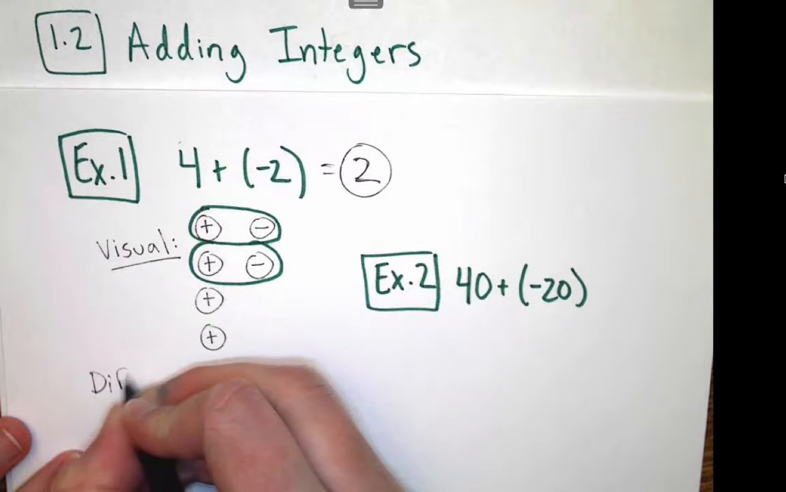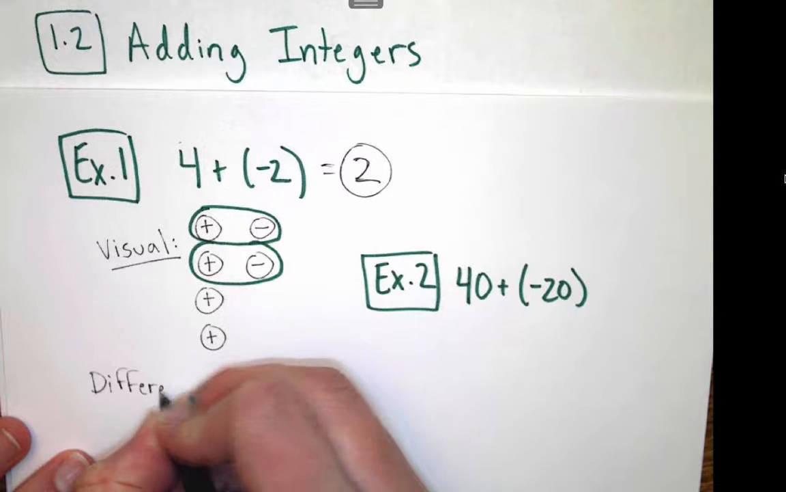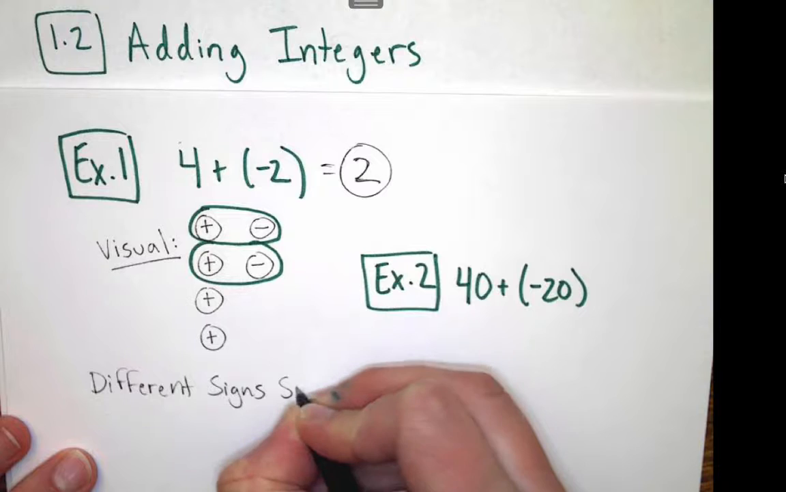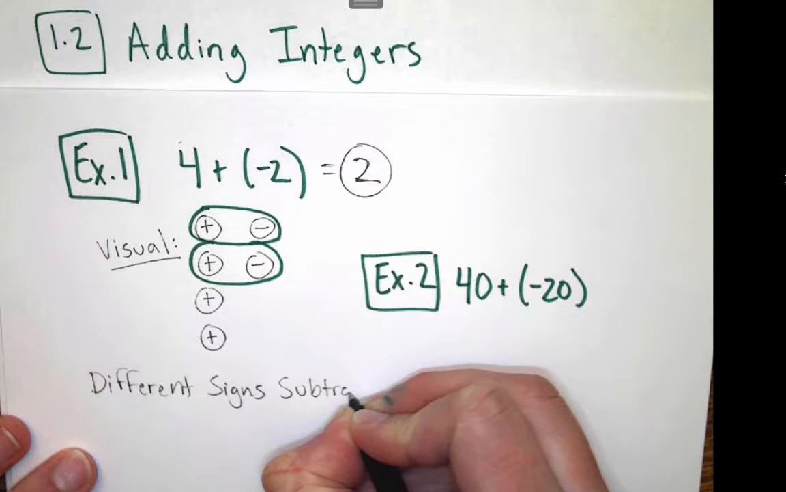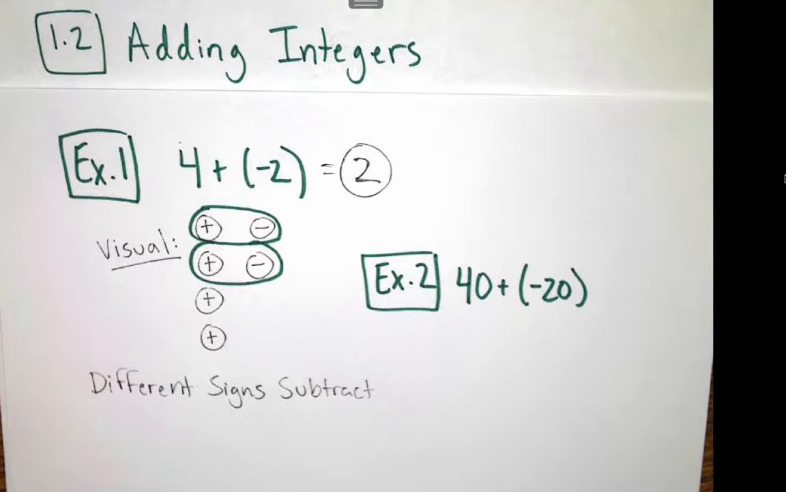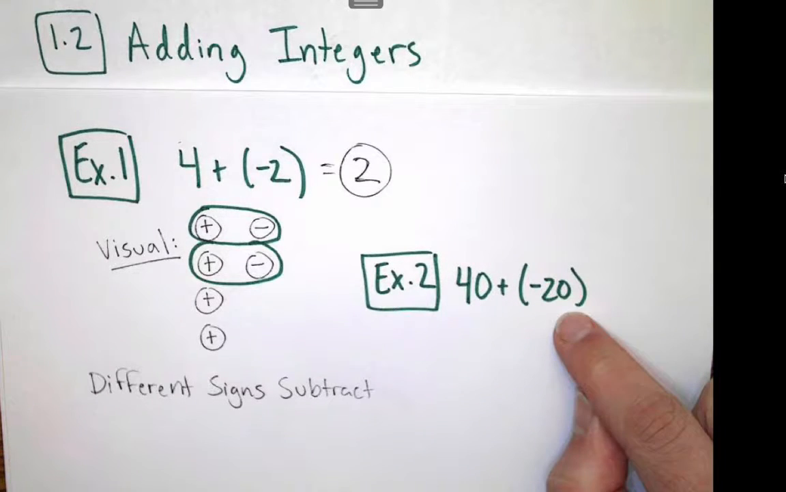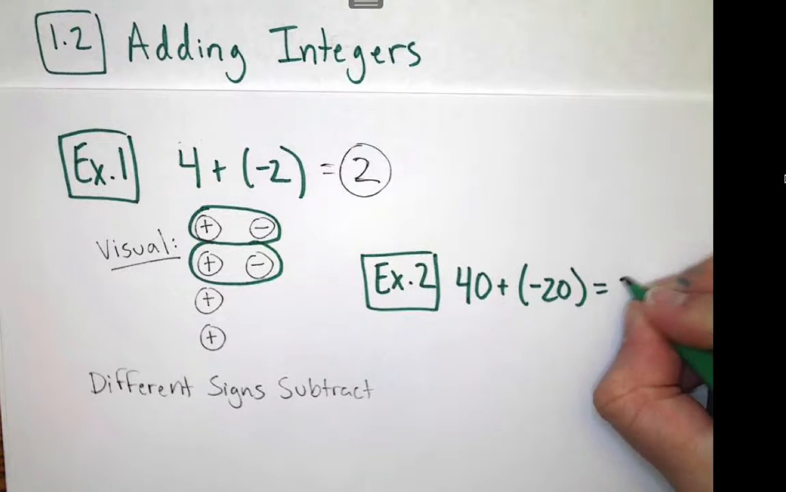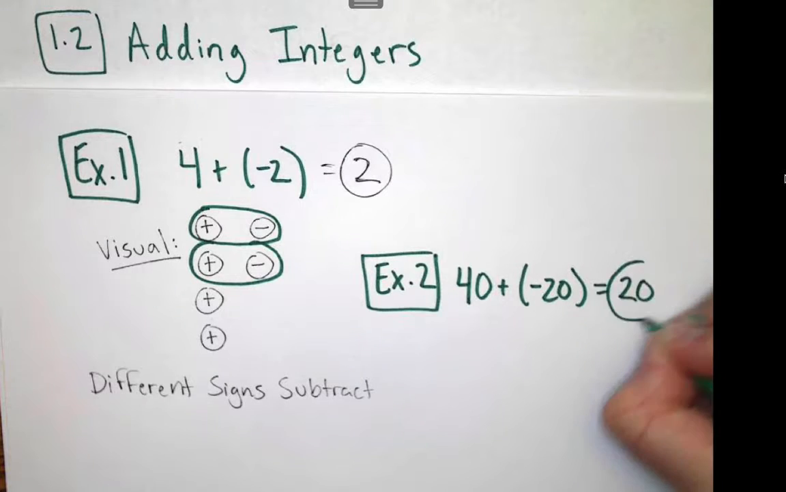So different signs, subtract. If we're dealing with opposite signs, positive and negatives, subtract the numbers. So like 40 and 20, this one's positive, this one's negative, subtract the numbers. 40 take away 20 is 20. So my answer is 20.